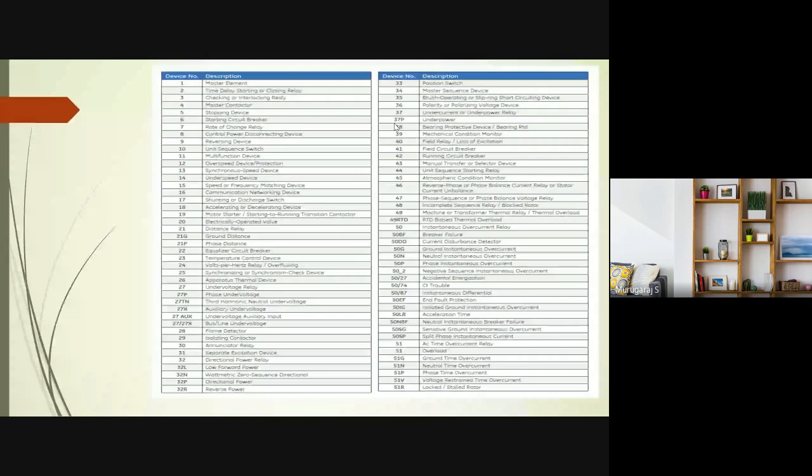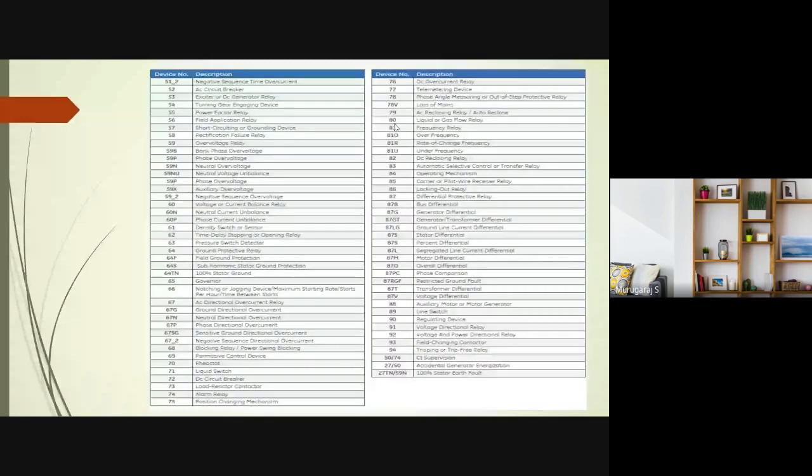Suppose a designer is designing an SLD, he will put a numerical relay and write only these numbers. He will not write the entire description, like this is neutral instantaneous overcurrent, this is phase instantaneous overcurrent. They simply write these numbers, like 50N protection I want. So this is how it is easier for the designer to communicate to the users what kind of protections are required.